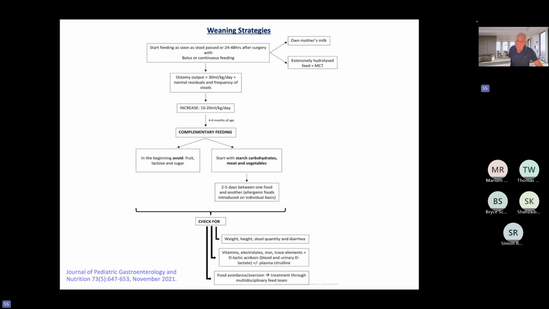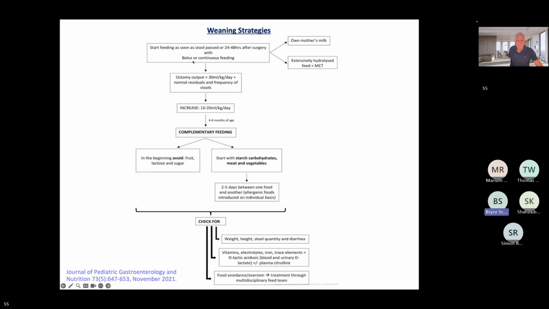If the ileum is intact, there may be no need for medium-chain triglycerides. However, with extensive ileal resection, since MCT do not require bile salts for absorption, they will be the preferential lipid nutrient. So you want to start feedings as soon as stool is passed, or 24 to 48 hours after surgery. And you want to begin with bolus or continuous feedings. And again, this is totally dependent upon your evaluation of the individual patient.